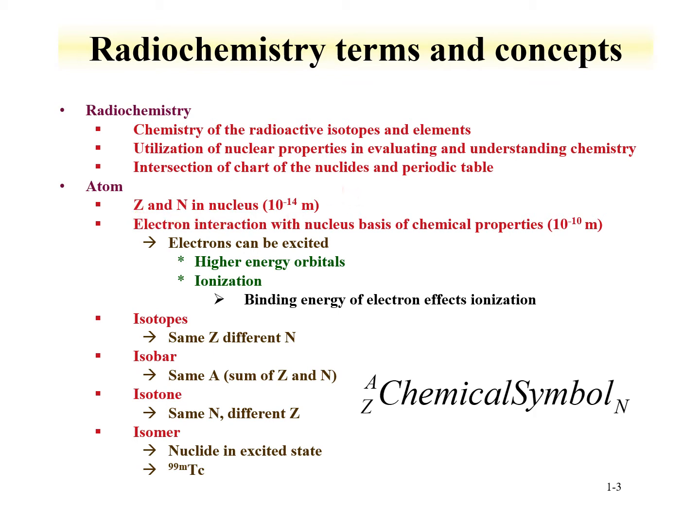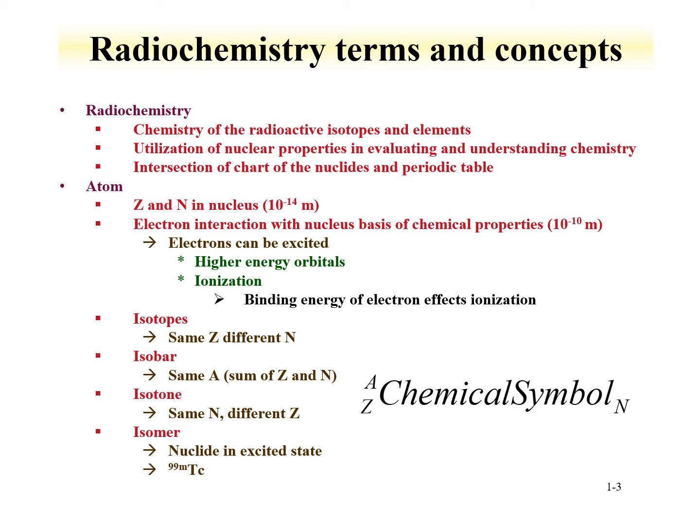The nucleus we can always describe as the number Z of protons and N number of neutrons in a nucleus. The diameter of the nucleus is about 10 to the minus 14 meters. And electron interactions with the nucleus, that's going to be the basis of chemical properties. Electron orbitals are on the order of 10 to the minus 10 meters. So the bulk of the radius and volume of an atom is composed of electrons, but the bulk of the mass, the small area, is occupied in the nucleus.